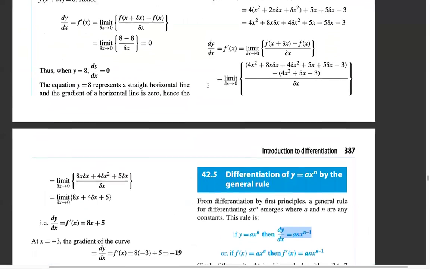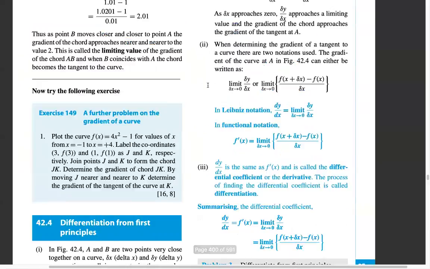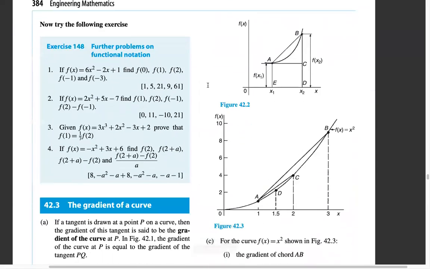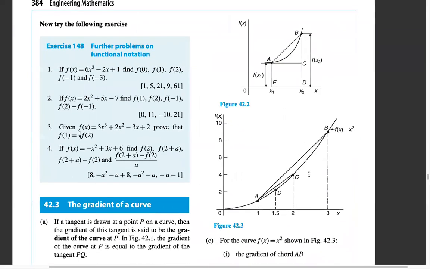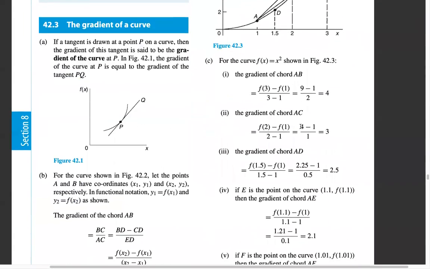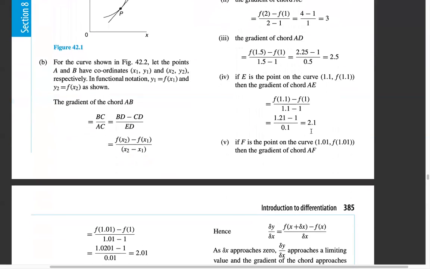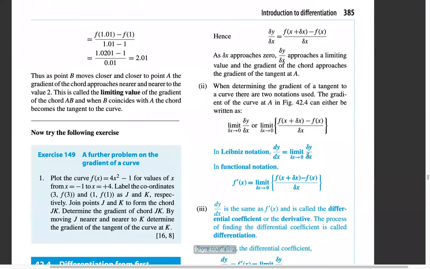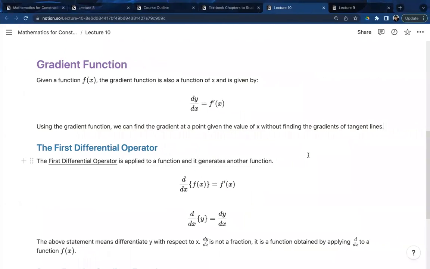Remember that's what I was doing before? Drawing a line between 2 points, making it closer and closer and closer, and trying to estimate the value of what the gradient would be. That's not very practical. So what if we could find a function that, given a value of x, gives us the gradient? That's what you call a gradient function.